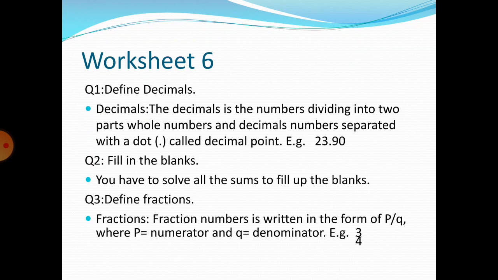Worksheet 6, question number 1, define decimals. What are decimals and what are the decimal numbers? Decimals are numbers that are divided into two parts. One part is the whole number and the second part is the decimal number. And these two parts are separated by a dot called the decimal point. For example, 23.90 is a decimal number.